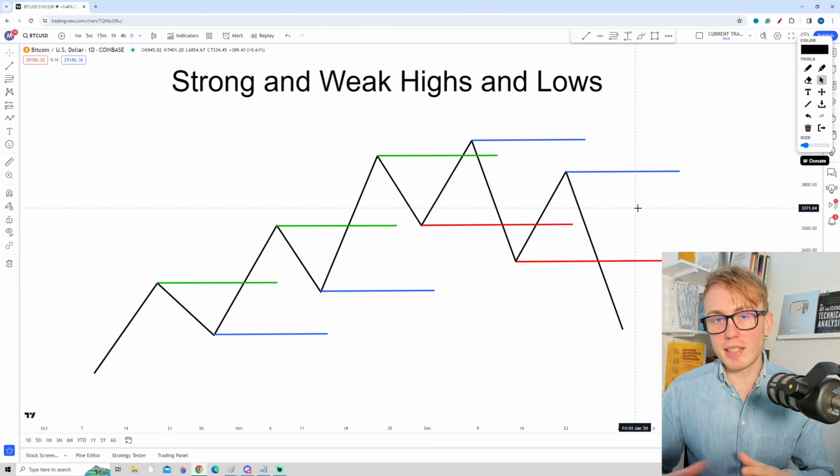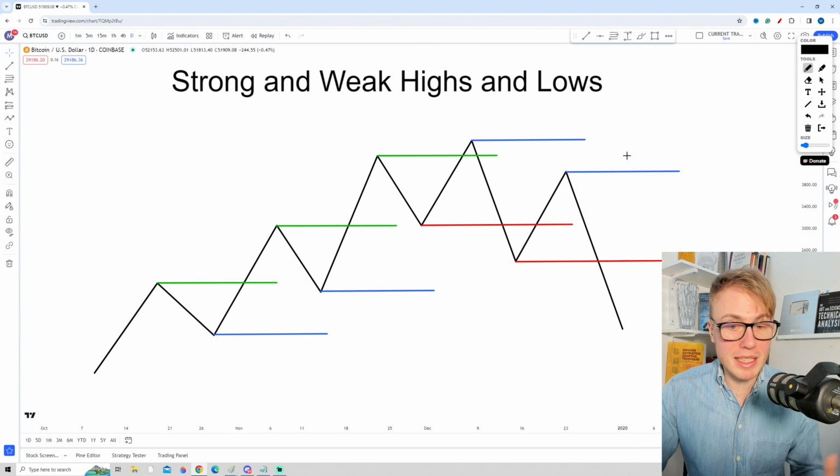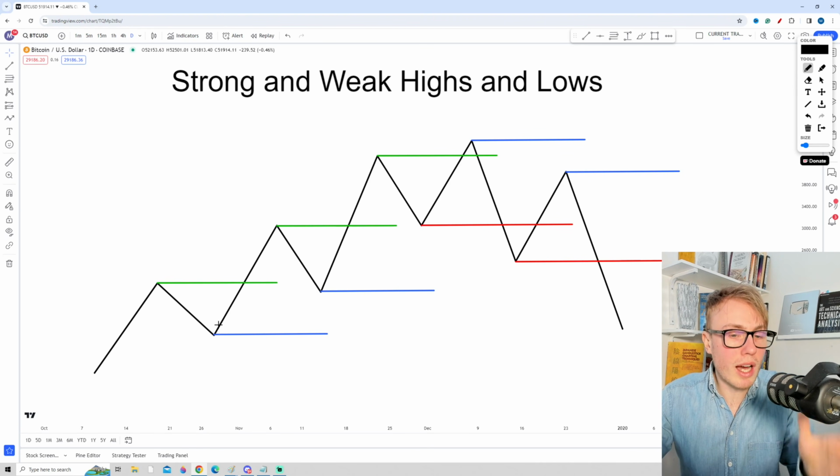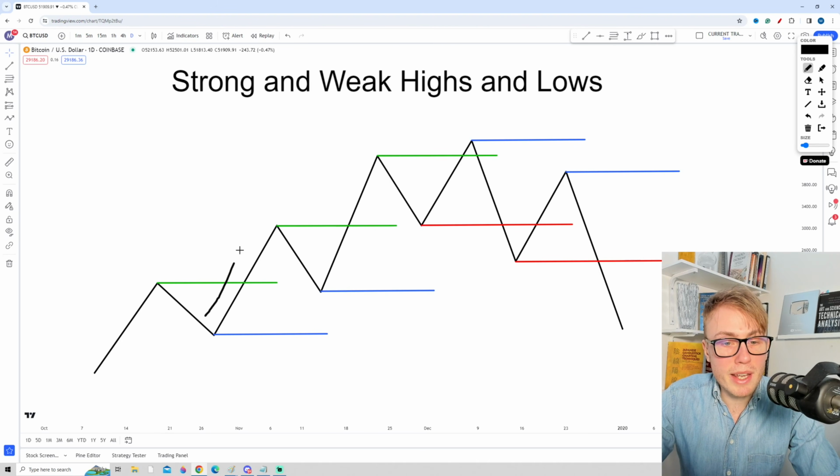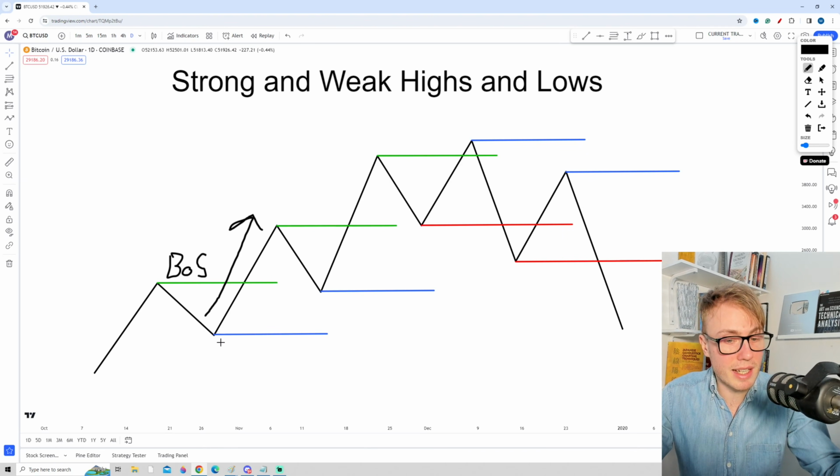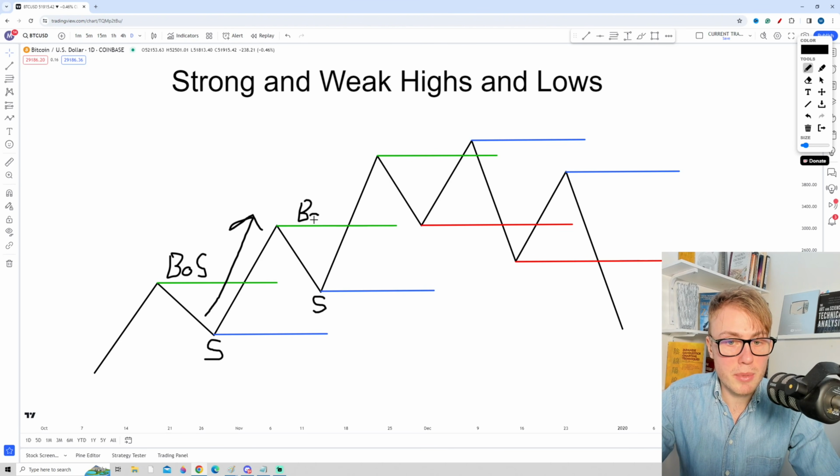So now let's switch the attention and take a look at strong and weak highs and lows. And once again, this might in the beginning look more complicated than it actually is. So first of all, a strong high or low is a low that breaks structure. So when we see a BOS or break of structure, the low that created that break of structure is a strong low. So for example, right here, I can mark it with an S. This right here is a strong low. Once again, this right here is also a strong low. Why is that a strong low? Well, because that move caused a break of structure.